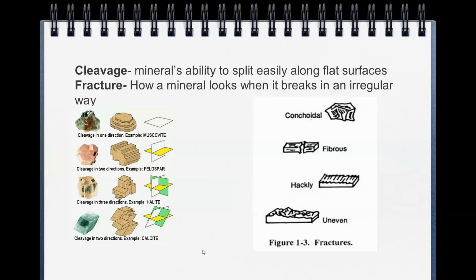Okay, so the cleavage is the mineral's ability to split easily along flat surfaces. And then the fracture is how a mineral looks when it breaks in an irregular way. So here we have cleavage, and when this one breaks on flat surfaces, you can see how it layers and then becomes flat. Same with this one. Cleavage usually means it breaks off in flat planes or flat surfaces. But the fracture breaks off all uneven, and this one is fibrous. This one is all hackly.